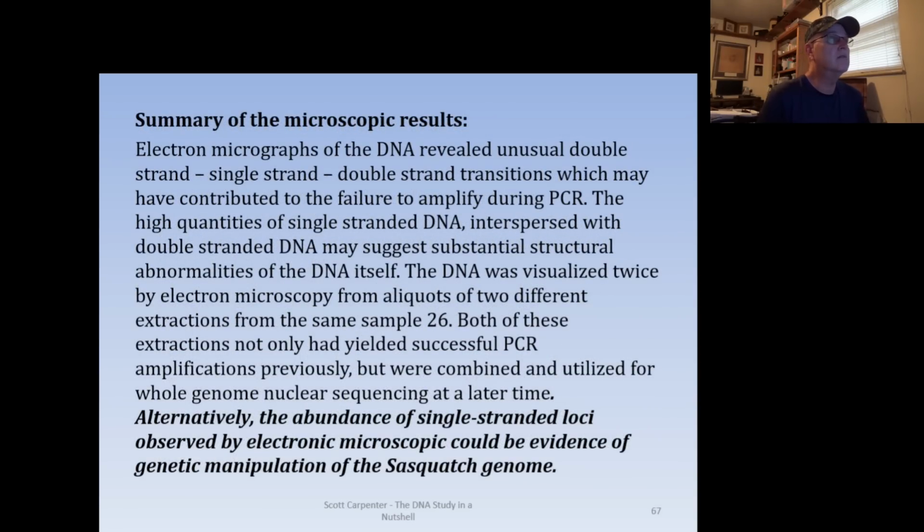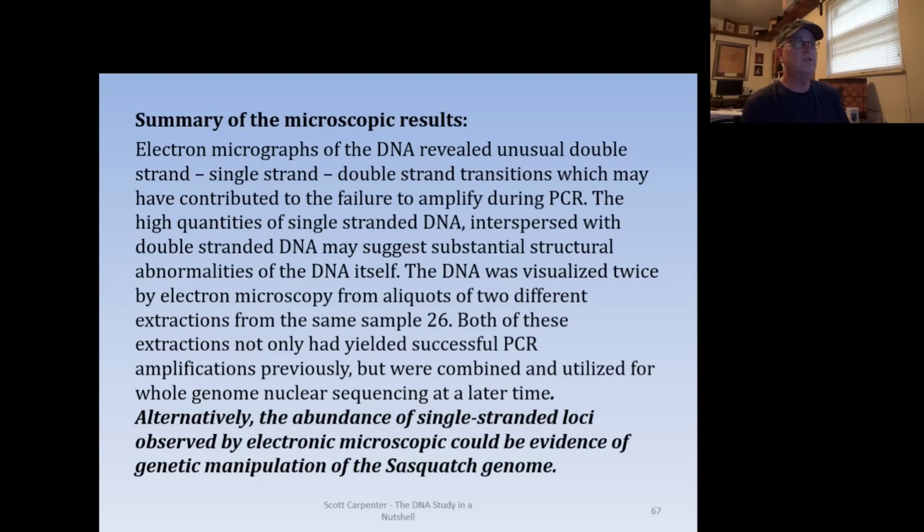The electron micrographs of the DNA revealed the unusual double-strand, single-strand, double-strand transitions, which may have contributed to the failure of it to amplify during the PCR. The high quantities of single-stranded DNA interspersed with double-stranded DNA may suggest substantial structural anomalies in the DNA itself. This is from the DNA study. This is their summary results.